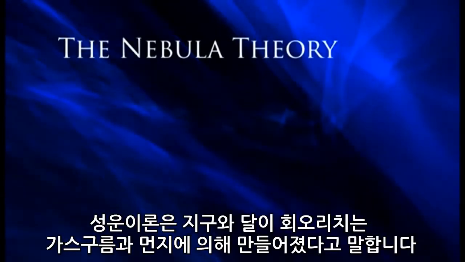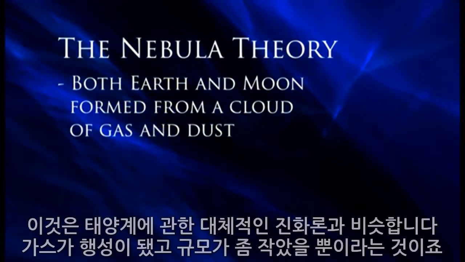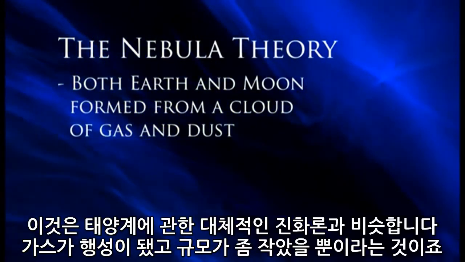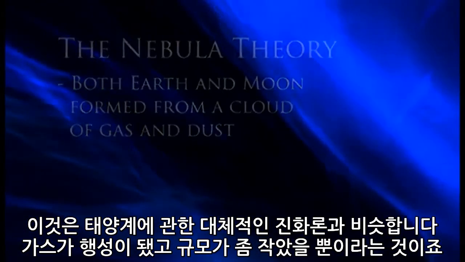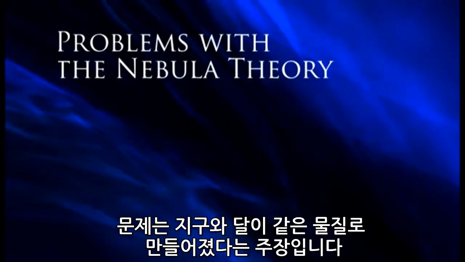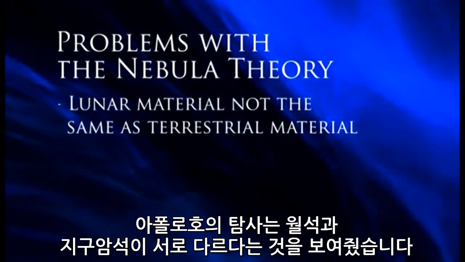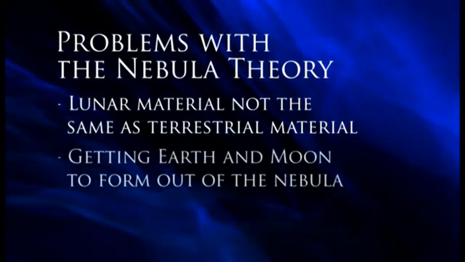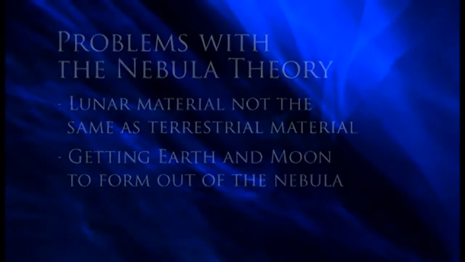The nebula theory said that the Earth and Moon formed out of a swirling cloud of gas and dust. This is just like the overall evolutionary theory for our solar system, with the gas turning into planets, but just on a smaller scale. The problem here is that this meant the Earth and Moon were formed from the same stuff, and the Apollo missions showed that moon rocks are different than Earth rocks. There are also real problems in getting the Earth and Moon to form from a cloud like that.